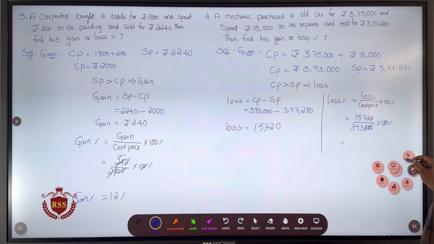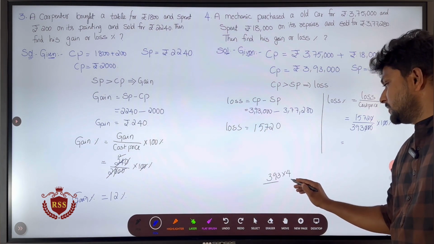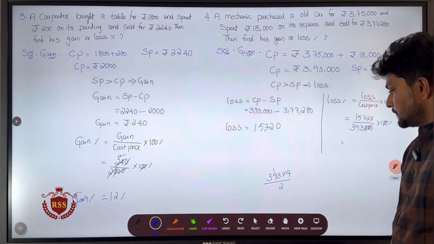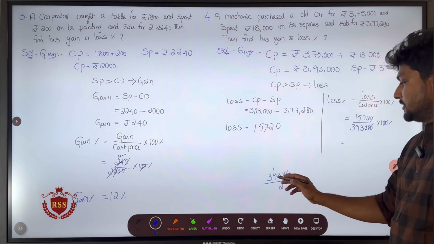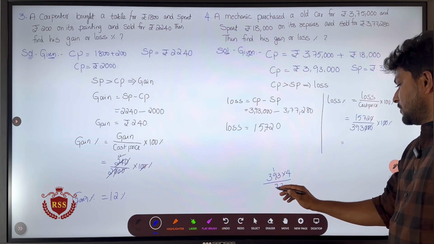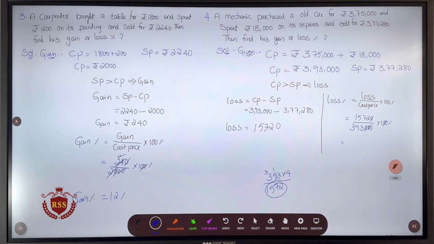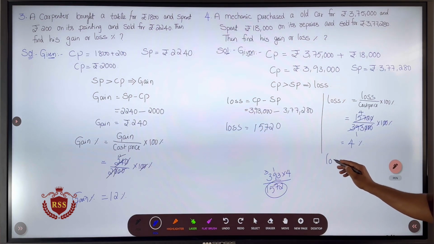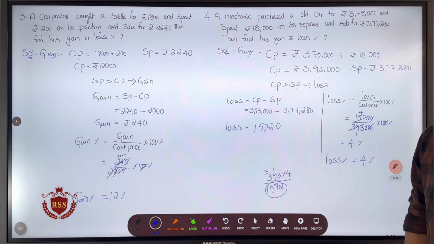393 into 4, check it. So 4 3s are 12, 4 9s are 36, 37. Okay, we're getting 37. 3 4s are 12, 15, 15 to 72. So we got the value 1572. So 393 ones are 393, and 393 fours are 1572. So loss percentage is 4%. We got 4% of loss.